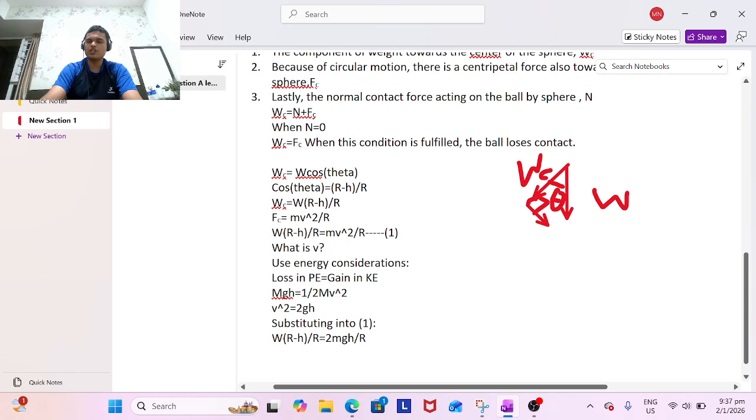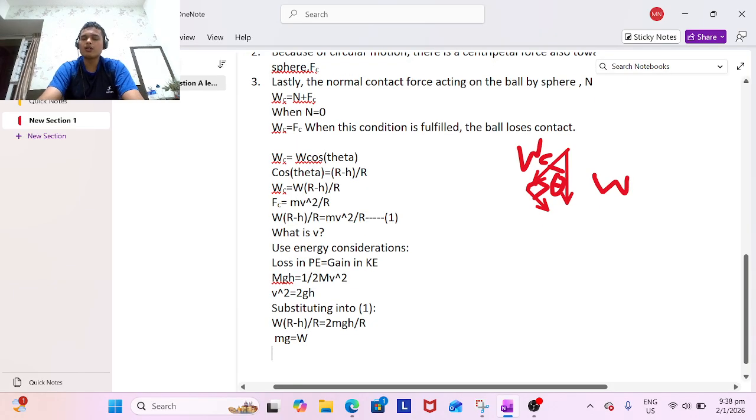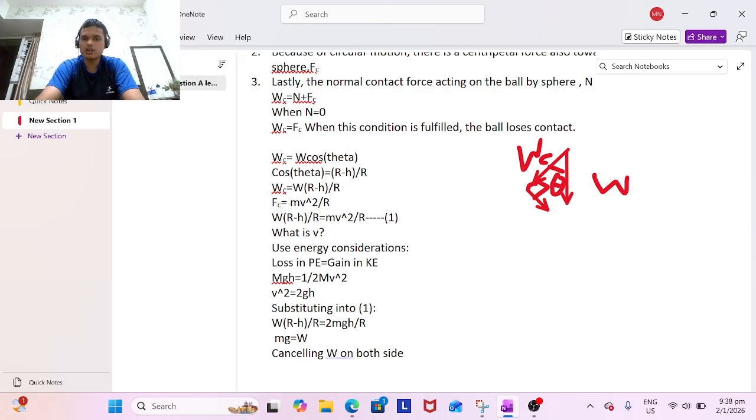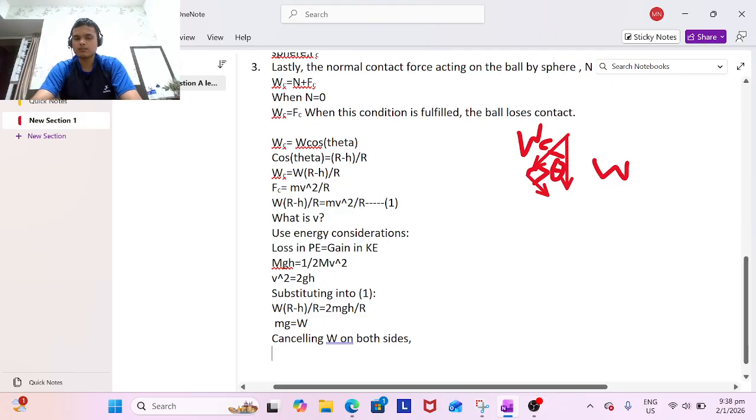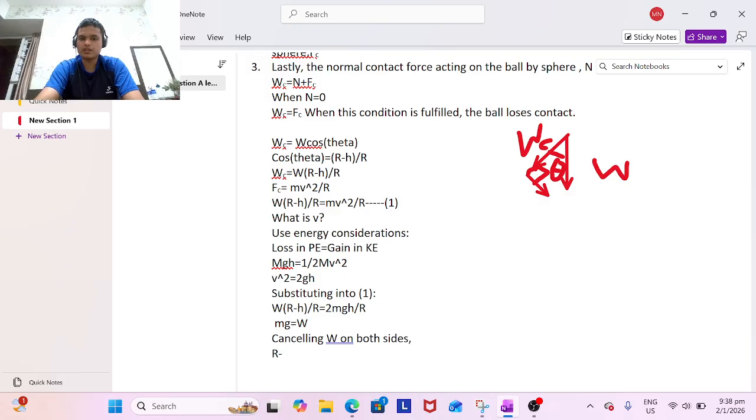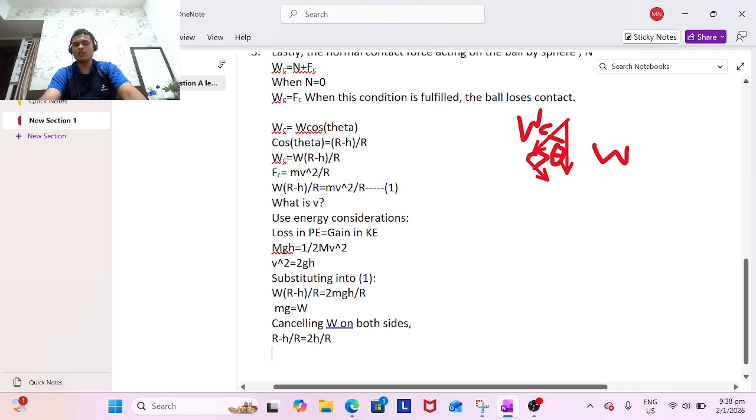And then mg equals W. So, canceling W on both sides, we have (R minus H) by R equals 2H by R.